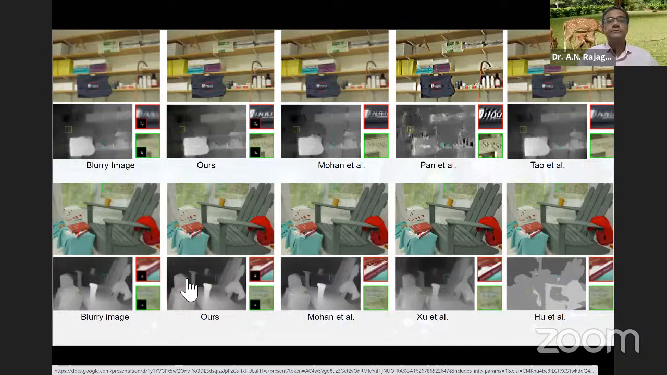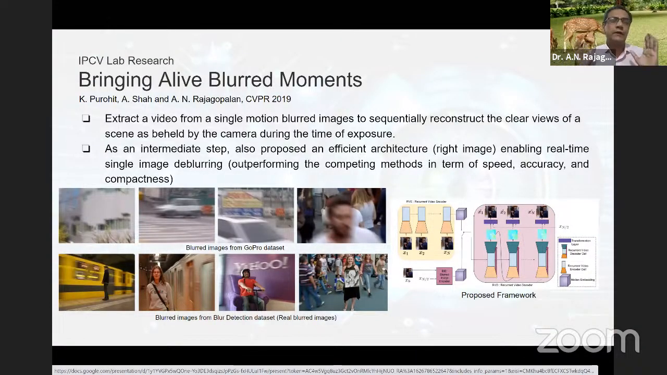Moving on, the next one which I want to talk about is bringing alive blurred moments. This is a CVPR 2019 paper. This is the first time, in fact, ever. Until this work, people were always talking about creating a sharp picture given a blurred picture. And then we, for the first time, talked about how, if one looks at how a blurred image is formed, what really happens is you have a camera in action that is witnessing the scene. And during the exposure time, a lot could happen.